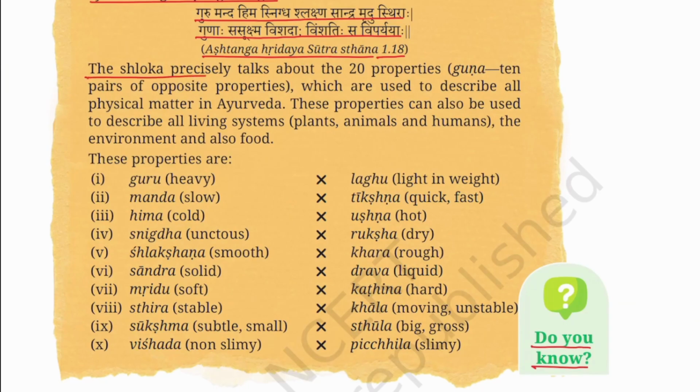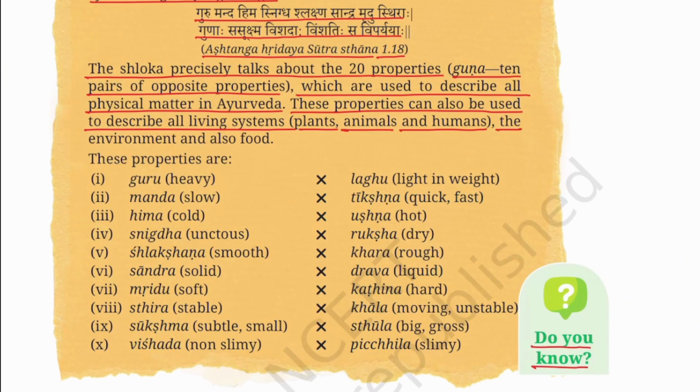The shloka precisely talks about the 20 properties, gunas, 10 pairs of opposite properties, which are used to describe all physical matter in Ayurveda. These properties can also be used to describe all living systems, plants, animals, and humans, the environment, and also food.